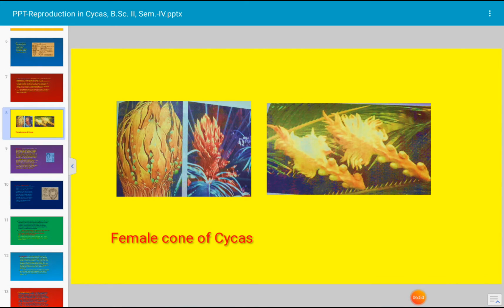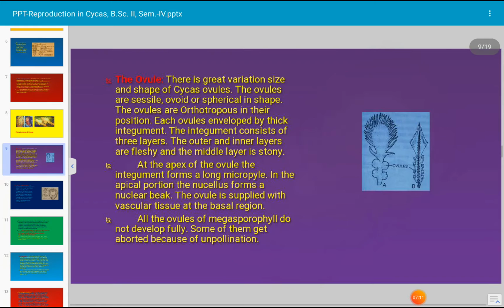This is the photograph of the female cone. In female cones, the megasporophylls are loosely arranged. To the right side, the megasporophylls are shown. Each megasporophyll has several ovules. Next. Let us see the details of the ovule of cycas.